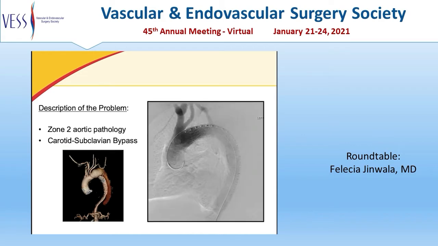A Zone 2 pathology refers to the segment of the distal margin of the orifice of the left common carotid artery to the distal margin of the left subclavian artery orifice. A carotid subclavian bypass allows for decreased risk of paraplegia, anterior circulation strokes, arm ischemia, and vertebrobasilar ischemia. This procedure is typically done through a supraclavicular incision through which the distal subclavian artery is exposed and a bypass is performed using a short 8 mm polyester graft.